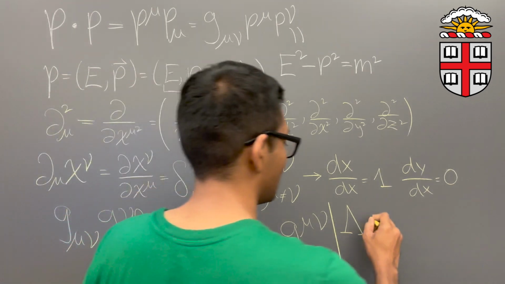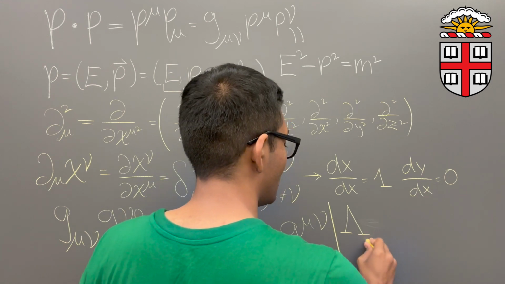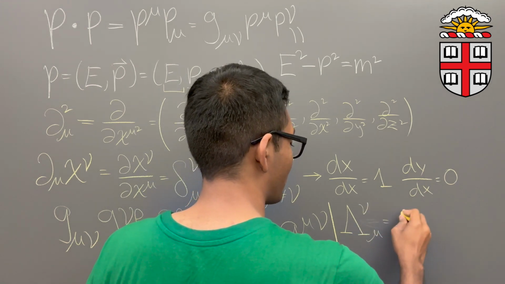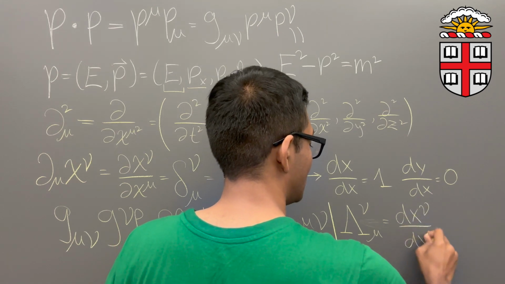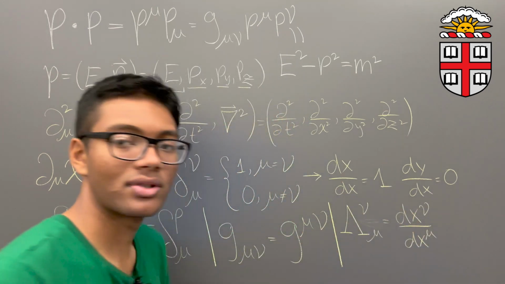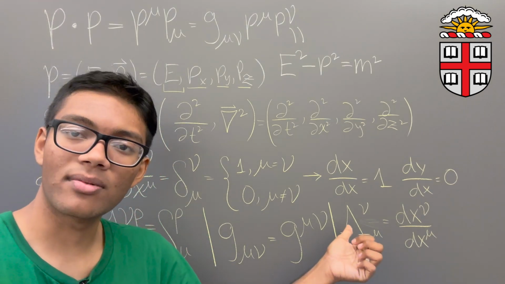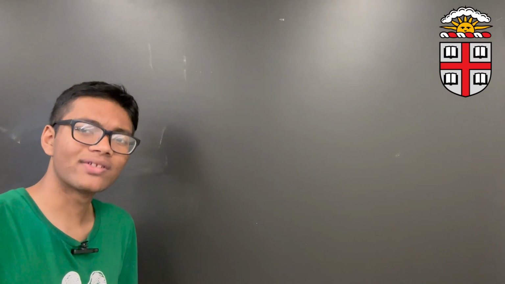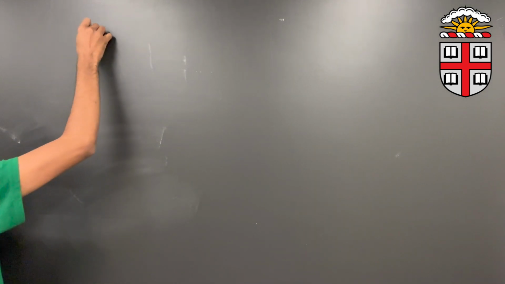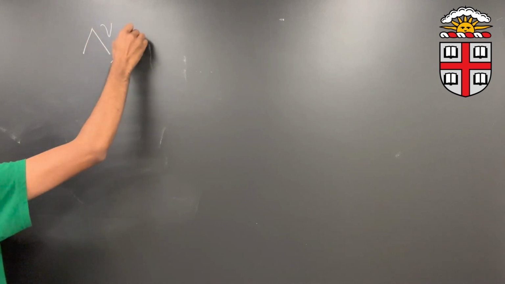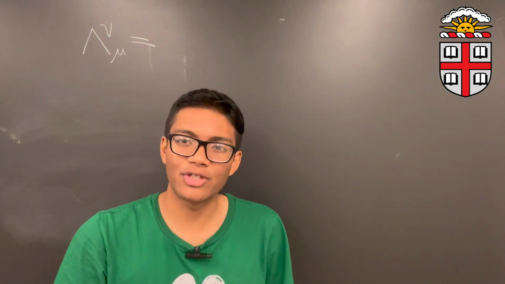If not, I might not have defined this before, but lambda of mu nu, for example, is just another way to write dx nu dx mu, just a shorthand notation. But now let's take a look at a brief exercise problem using this lambda. So let's say you have lambda mu nu. How can we express it in terms of the space-time metrics?